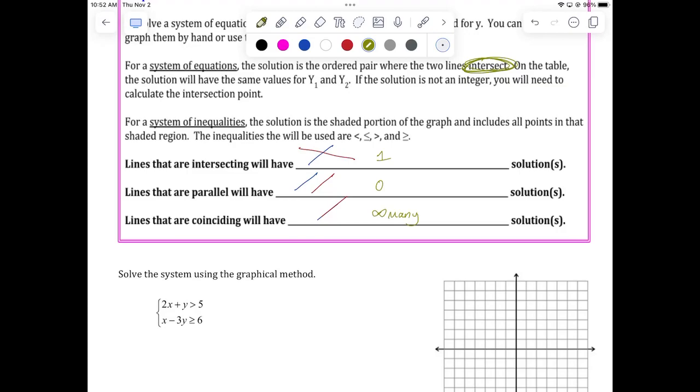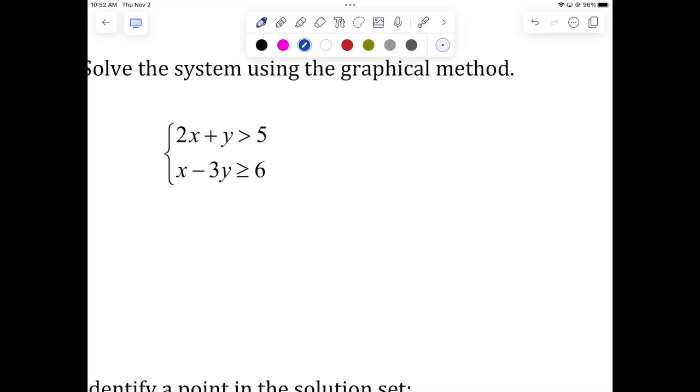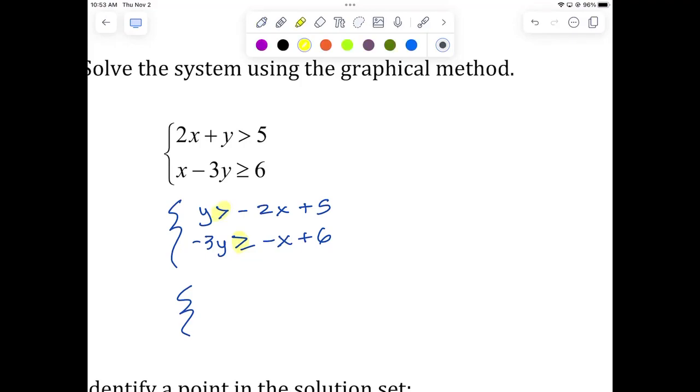Okay, solve the system using the graphical method. Hey, little deja vu, isn't it? Let's do this one together rapidly, now that we know the technique. Step one, you're not going to be given the instructions. Step one, put them both into slope-intercept form. So we're going to get y is greater than negative 2x plus 5. And over here we get negative 3y is greater than or equal to negative x plus 6. Now what is different about this from the warm-up? These are actually inequalities, which only make it slightly more exciting. All right, the first one is ready to go, so I just recopy it.